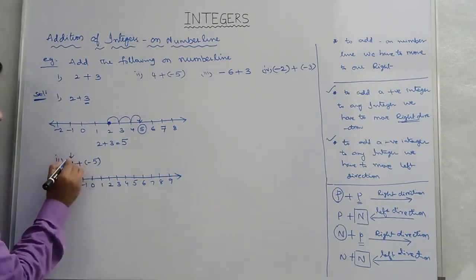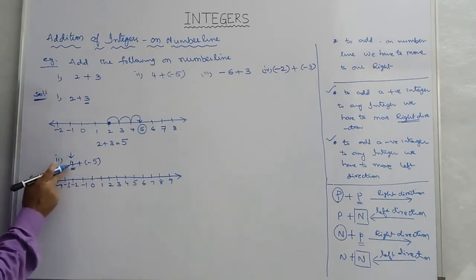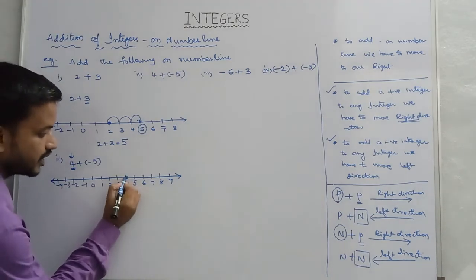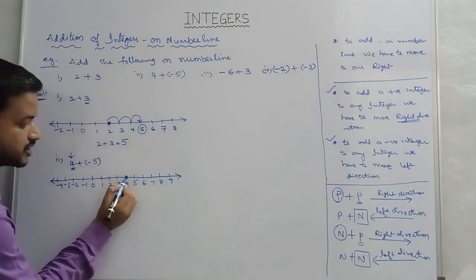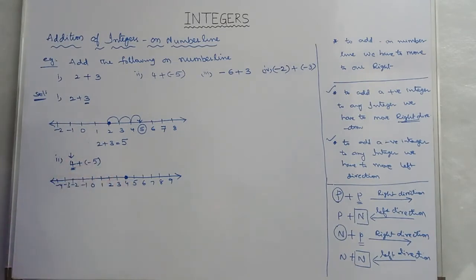This is the first integer. Okay. So this first integer represents a positive, isn't it? 4. It is a positive integer. So you have to plot a point. This is the position of 4 on the number line. It is positive 4, so it lies on the right side.